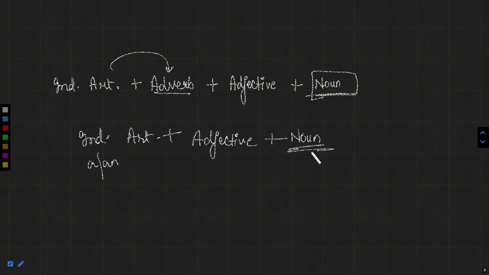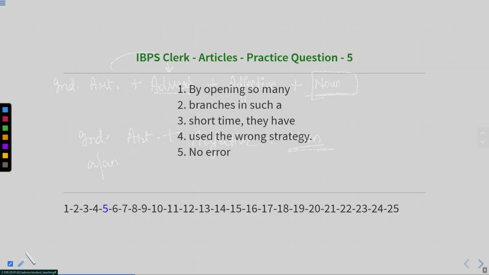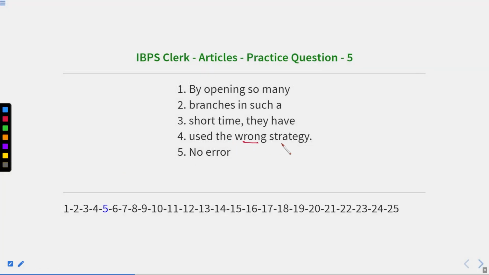And if there is no noun, we should not use an article before just the adjective. Therefore in this sentence, here it is written, the wrong strategy. So strategy, we are not talking about a particular strategy, we are talking about any, that it was a wrong strategy. So here this "the" is incorrect, it should be replaced with "a". So used a wrong strategy, so this "the" should be replaced with "a", that will be correct.